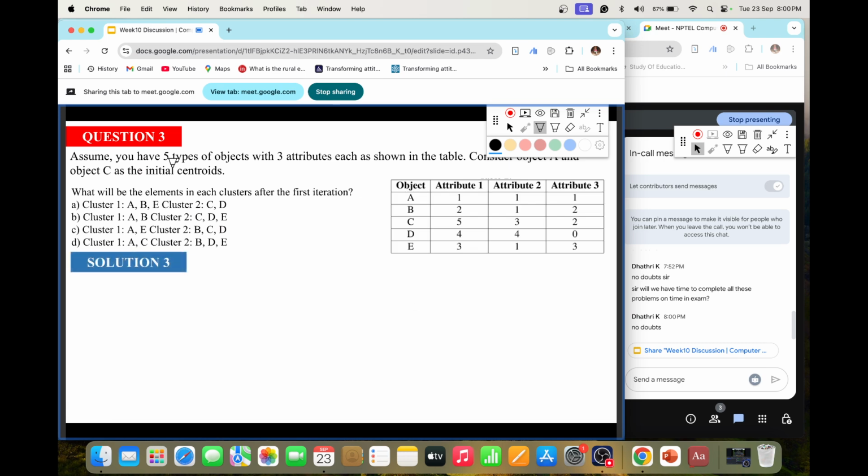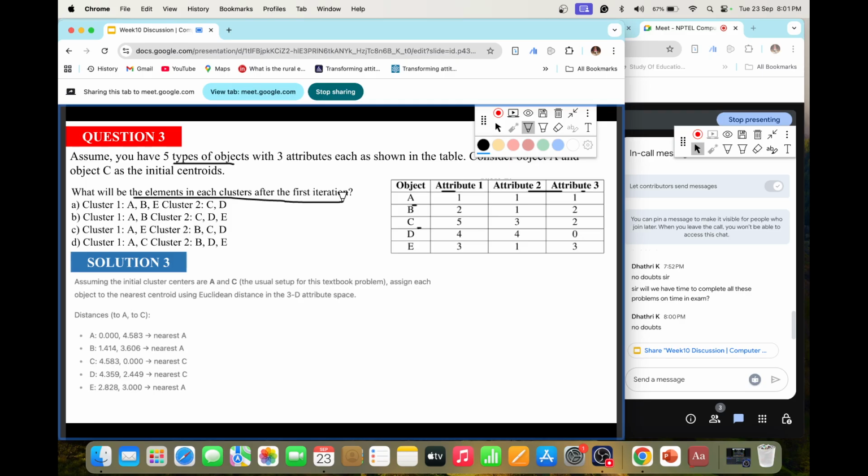So we have this: assume you have 5 objects with 3 attributes, attribute 1, attribute 2, attribute 3. Consider object A and object C as the initial centroids. Now what will be the elements in each cluster after the first iteration? So it is a problem of k-means or k-medoid.